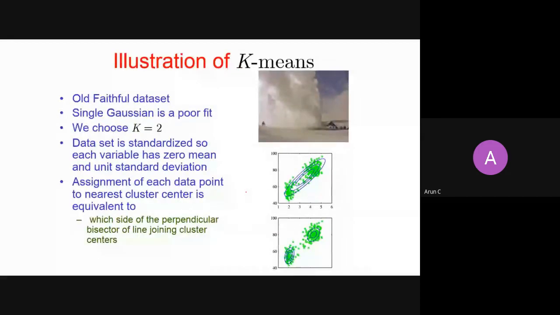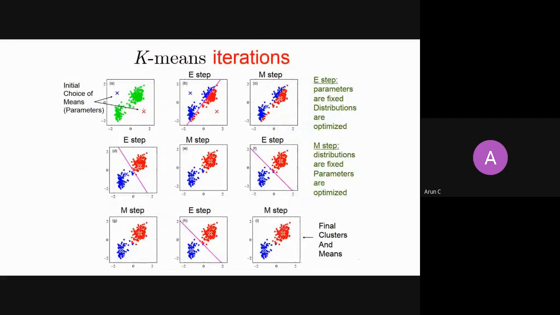So let's take an example here. This is the Old Faithful data set. It has 2 clusters. So if you take a value k equals to 2, you put one prototype element mu k here for one class and the other for the other class, right? Now you assign each point to the nearest prototype.